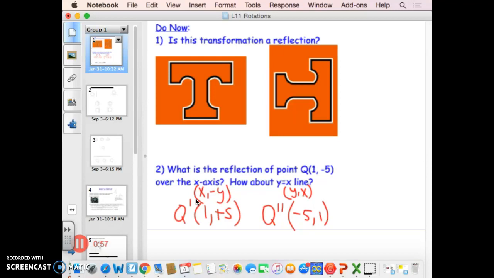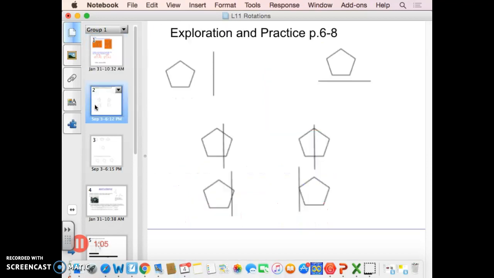Go ahead and pause the video at this time. You may listen to music if you want to. And you're going to go through exploratory and practice. This is page 6 through 8 in your packet. All right. So basically what you're doing is make sure you read what it says. We've been exploring transformation. So first we're going to look at these.